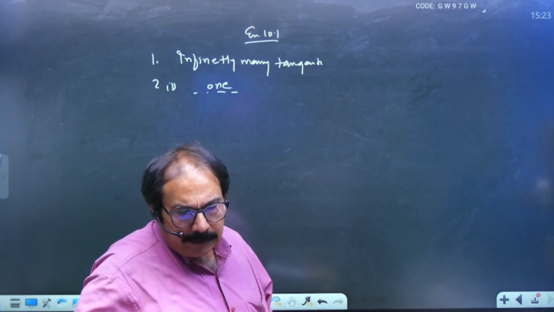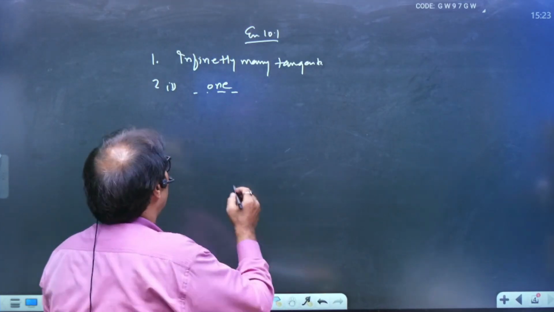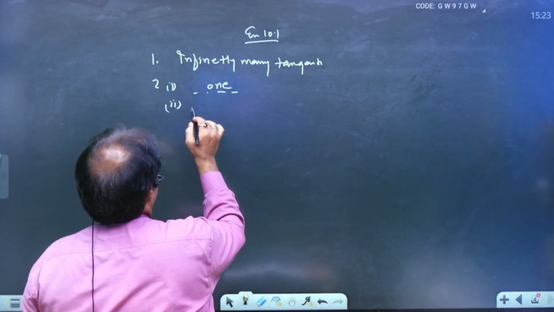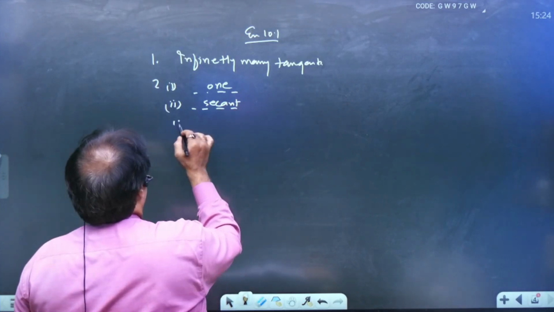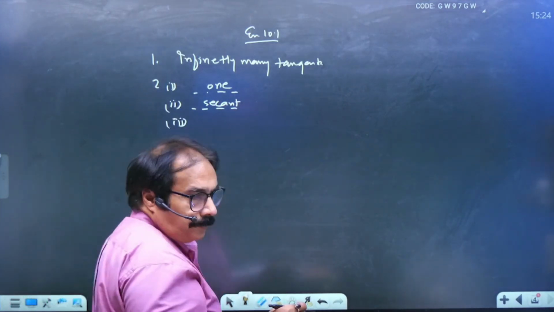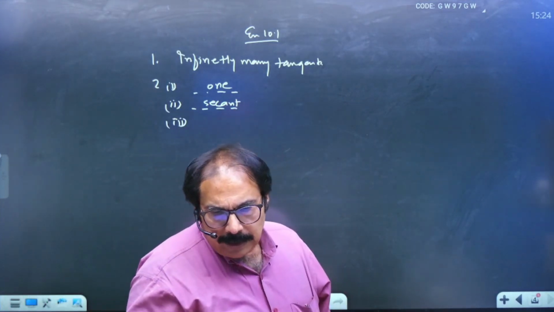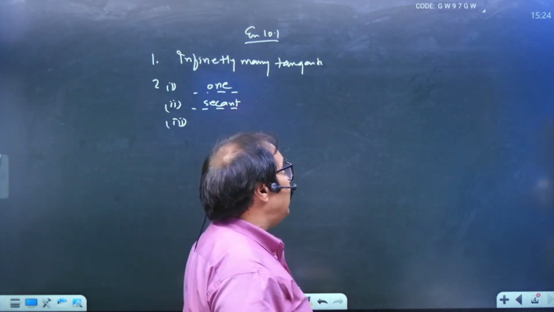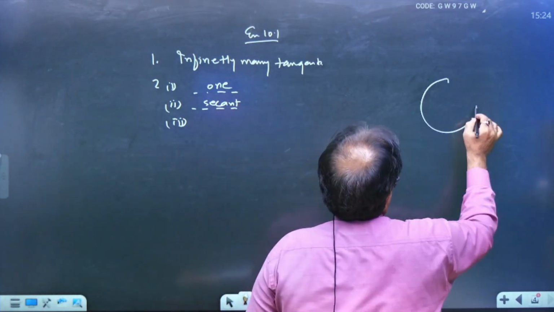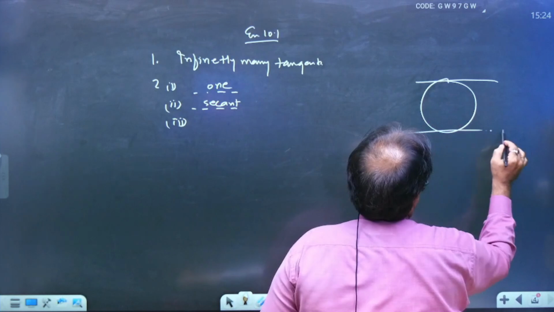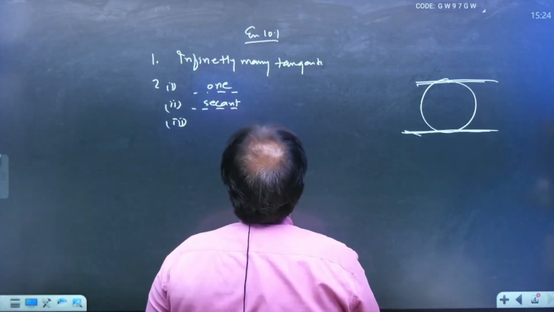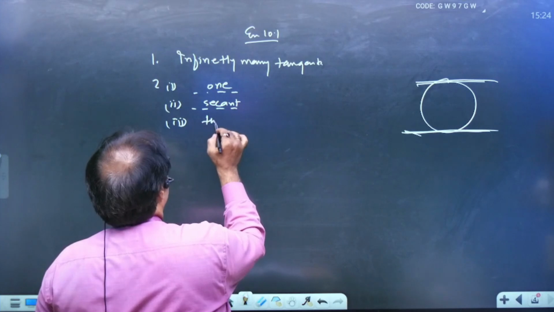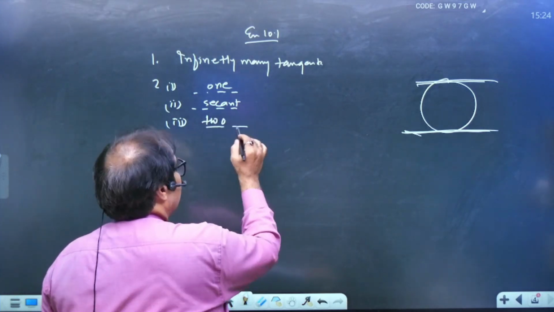Second, a line intersecting a circle in 2 points is called a secant. Here it will be secant. And the third part: a circle can have how many parallel tangents at most? At most means, this and this, there are at most 2 parallel tangents. So we will write here at most 2 parallel tangents.